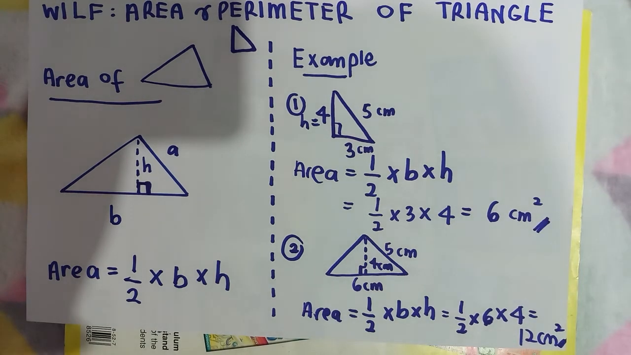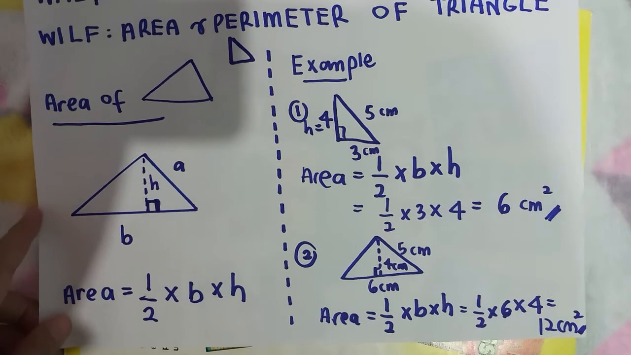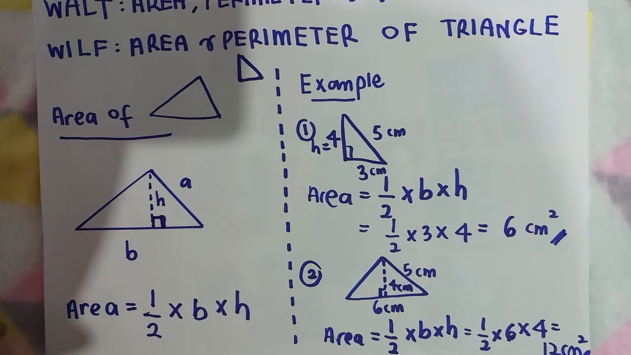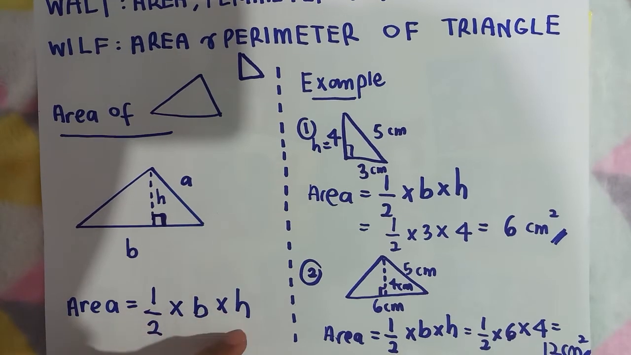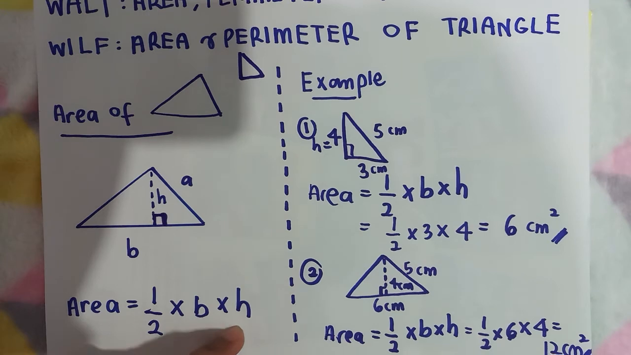Remember, the formula will not be given again in the exam, so you need to remember it. For a rectangle, it is just A times B. For a triangle, it is 1/2 times base times height. You need to remember, height must always be perpendicular to the base.